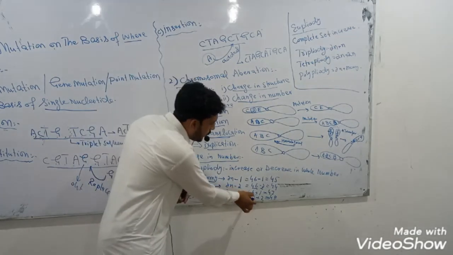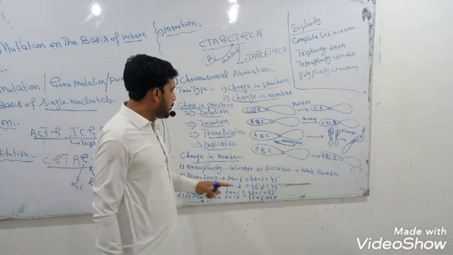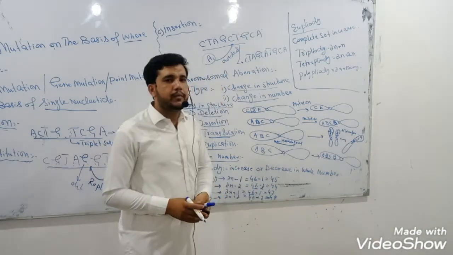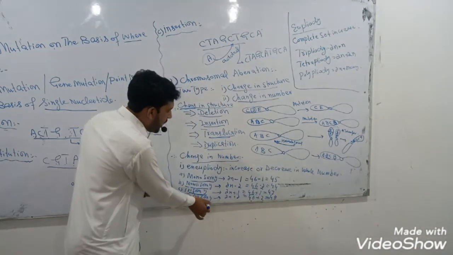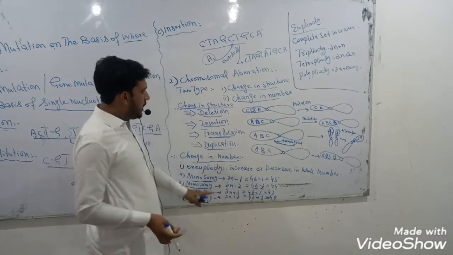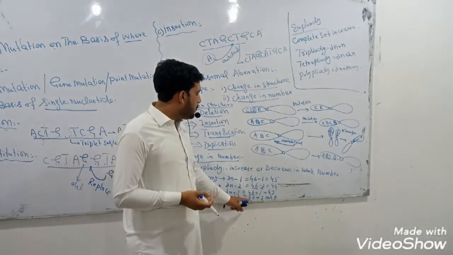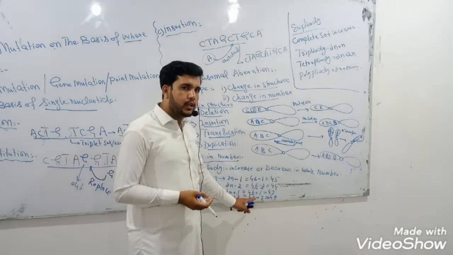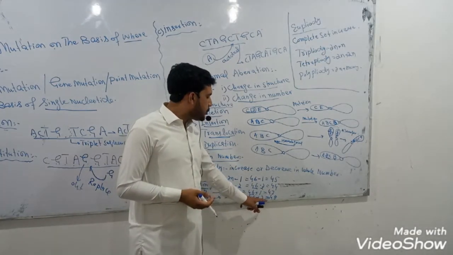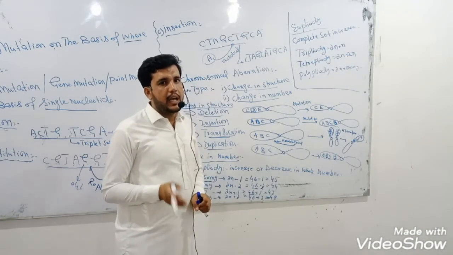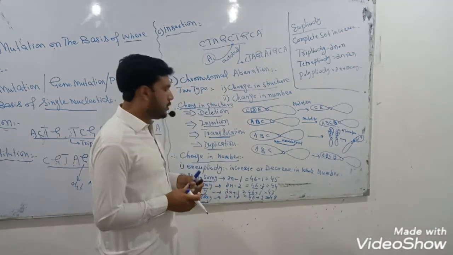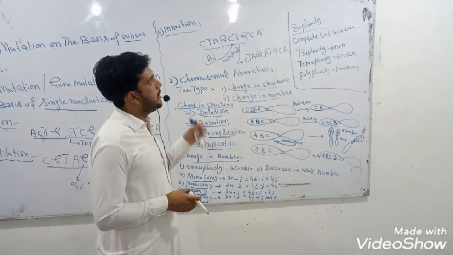The third one is the trisomy, in which the whole set increases by one. If we consider that a human has 46 chromosomes, one increases, which becomes 47. The fourth one is the tetrasomy, in which an increase of two occurs in the whole number. For example, the number in humans is 46 plus 2, which is equal to 48, and 48 is known as the tetrasomic condition.